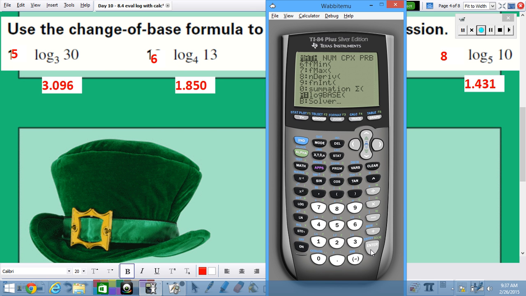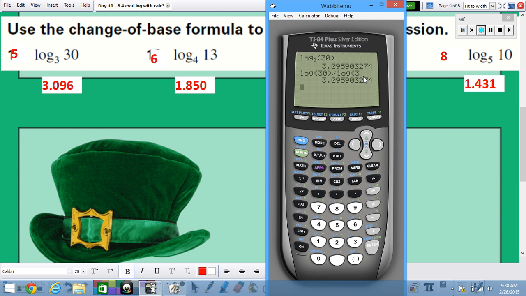If you pick log base, and not every calculator has it, you see that it gives you those cute little dotted boxes. I have to be honest, I find this to be a pain because it's a lot of arrowing around, and then you've got to find the right menu, and then arrow out of the boxes. I just find it faster to type log 30, divided by log 3. I think that's just faster, but it's up to you.